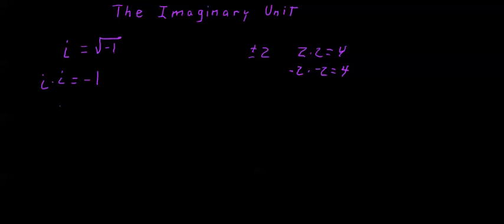All right, what we're going to look at now is i to different powers. i is equal to the square root of negative 1. i squared is equal to negative 1. i cubed is equal to i times i squared. i squared, remember, is negative 1. i times negative 1, or negative i, is i cubed.